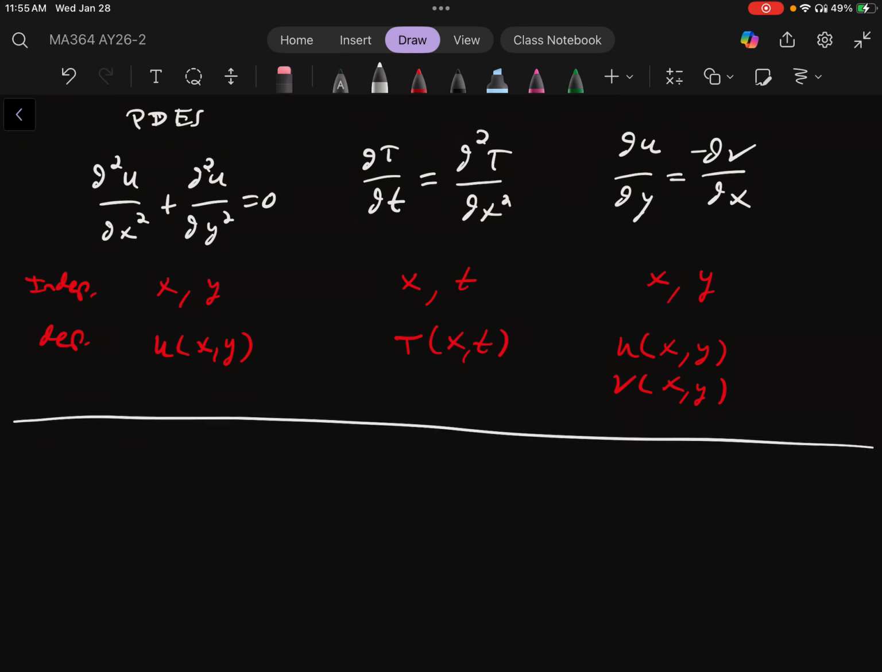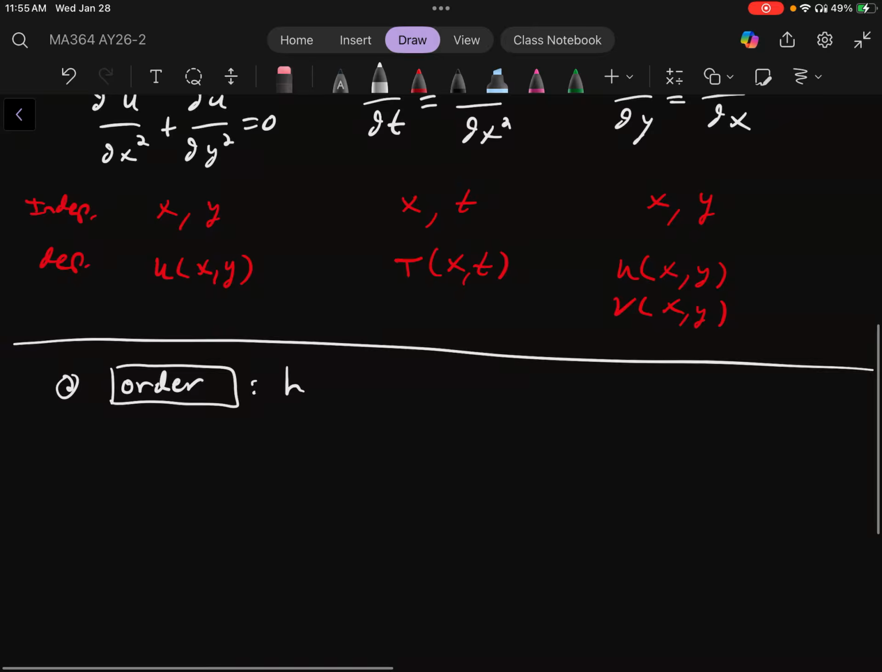You may also classify a differential equation by the order, and this is typically what people do first, and the order is the highest derivative.